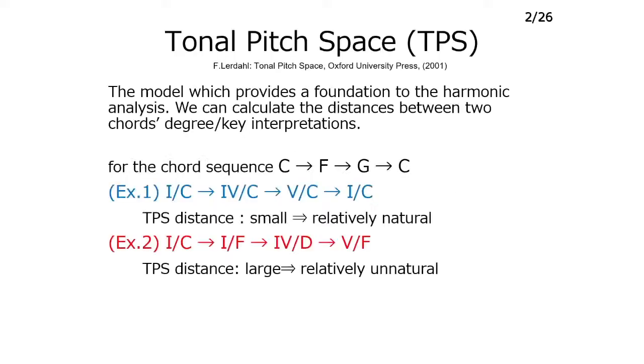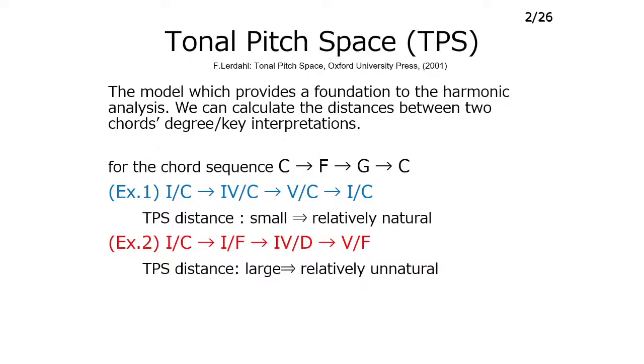I'd like to explain about our jazz harmony analysis method with epsilon-transition and cadential shortcut. As a method to give interpretations to jazz chord sequences, we studied an approach based on a model called tonal pitch space. The tonal pitch space, or TPS, is a music model which provides a foundation to the harmonic analysis.